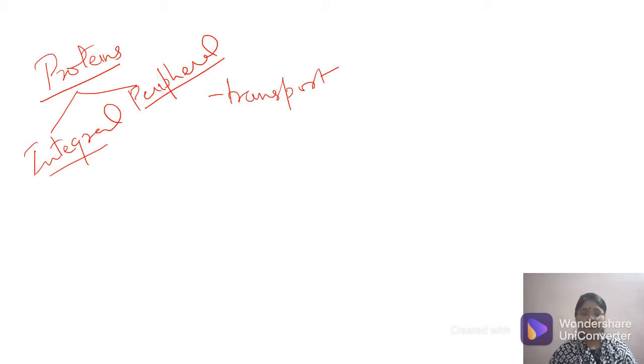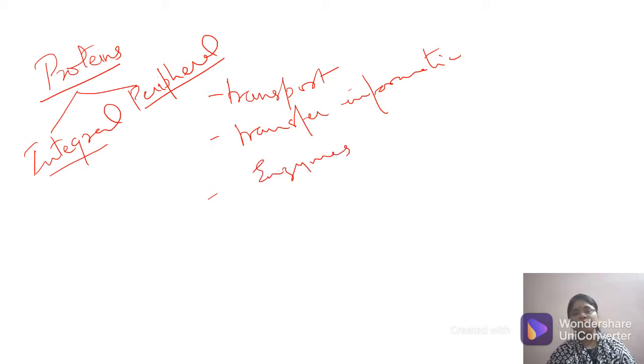They help in transporting water soluble substances. They help in transporting information. They even transfer information. They act as receptor molecules, isn't it? They also act as enzymes. So various roles or various functions are being done by these proteins, and many of them act as channels, gated channels. We will talk about them as they regulate the passage of the nutrients.